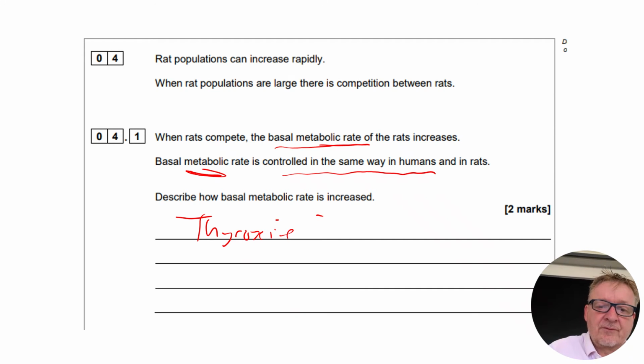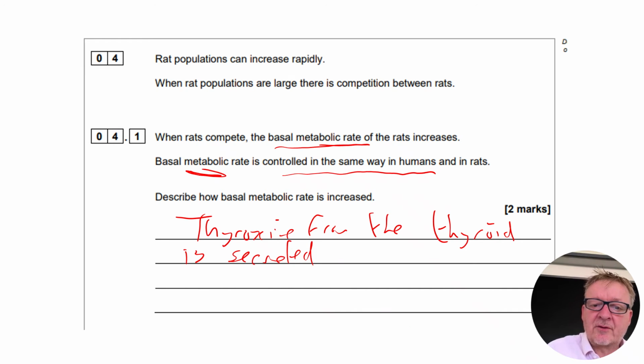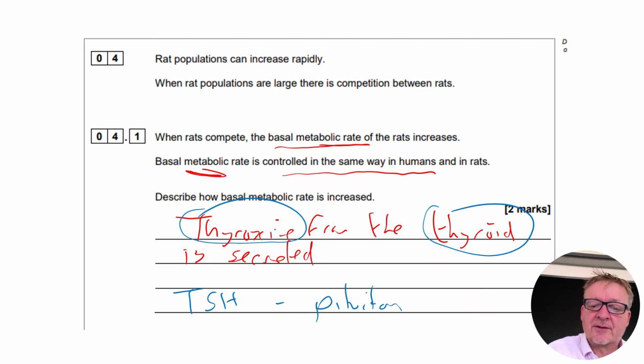Thyroxine from the thyroid gland is secreted. So what I've done is I've got thyroxine, which is the hormone from the thyroid gland, and then I've got the thyroid also in there. You could also say TSH, thyroid stimulating hormone, could be produced from the pituitary gland.